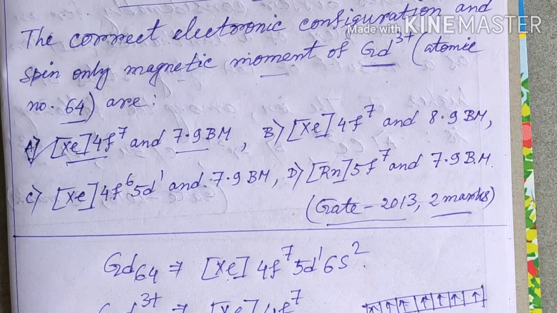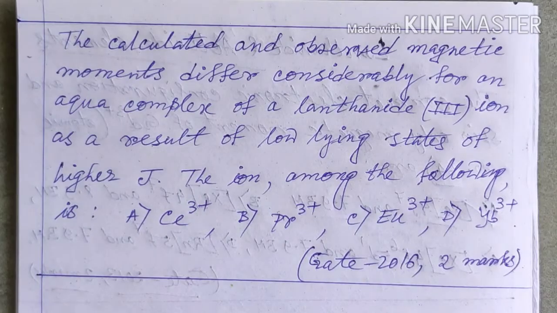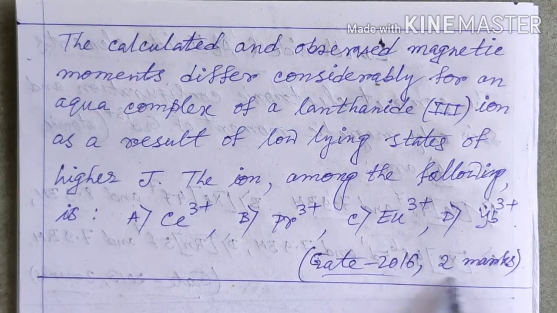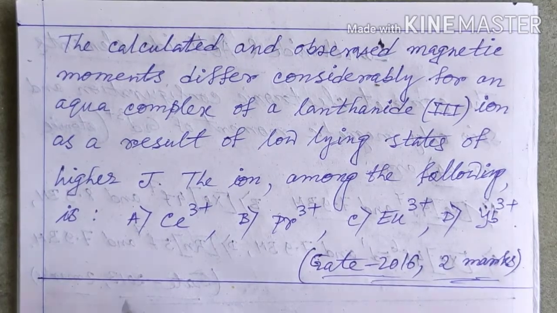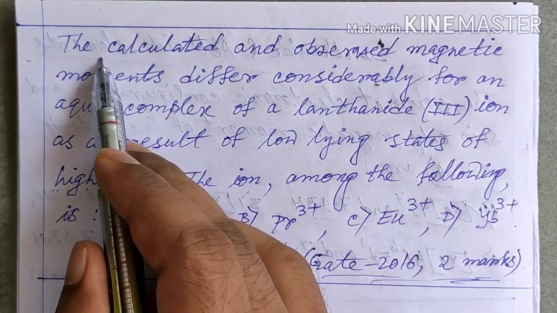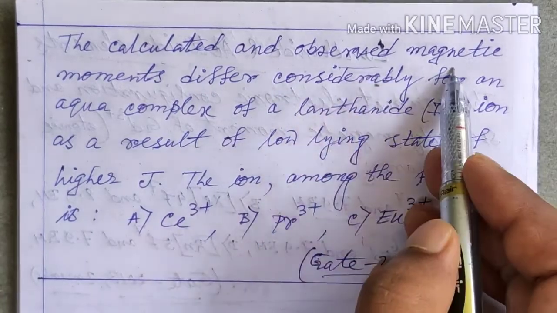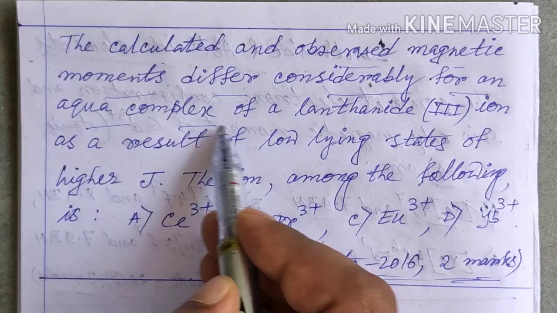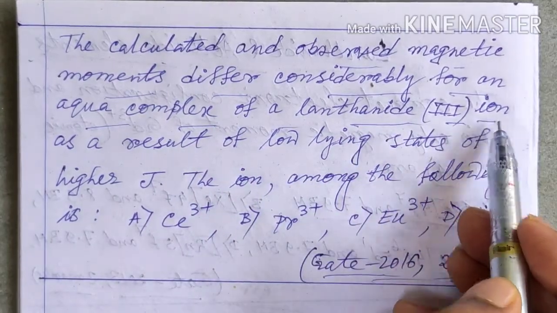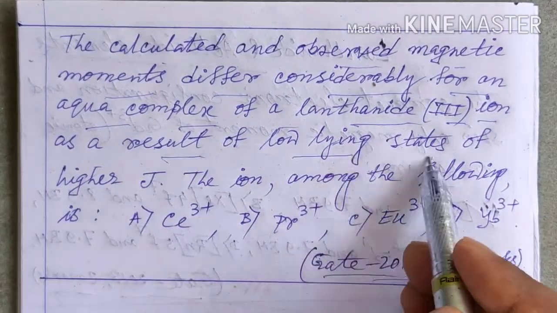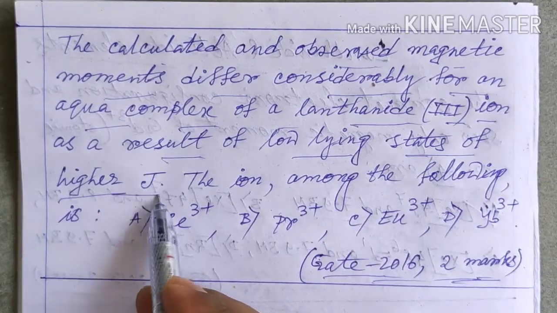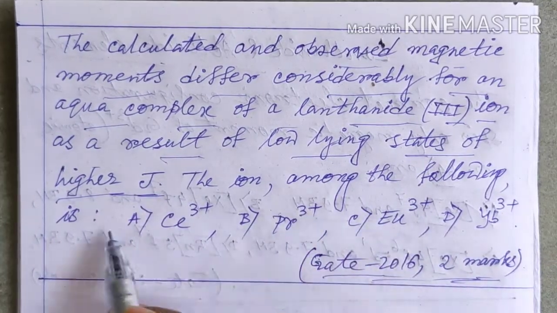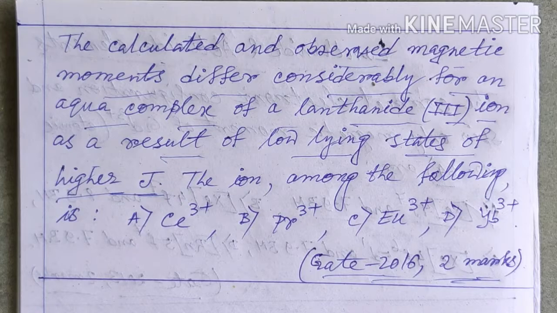So now see the next question. It came in GATE 2016 for 2 marks. It is given that the calculated and observed magnetic moments differ considerably for an aqua complex of a lanthanide 3 plus ion as a result of low-lying states of higher J value. The ion among the following is which one?